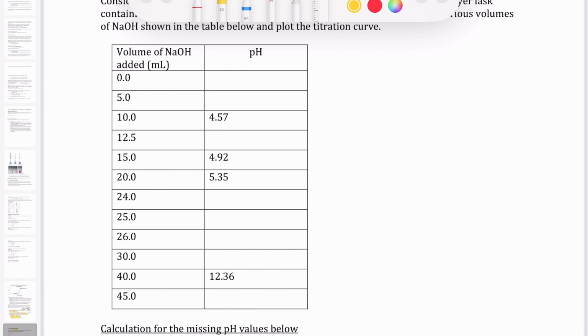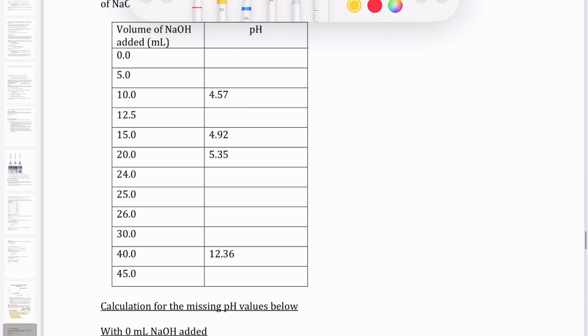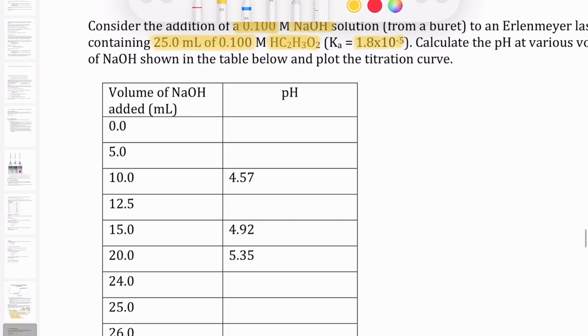Okay. Now you can see that some of those spots already have values. That's because the calculations of those would be similar to the ones that I would show you. So I'm expecting you to be able to calculate those and match them to the ones that are already listed. So let's start with the first one, which is 0 milliliters of NaOH added. If you think about the solution at the beginning, before you add anything, all you have in there is your acetic acid.